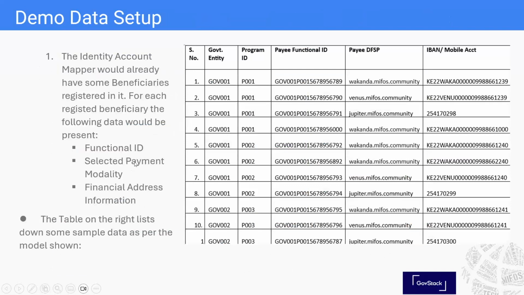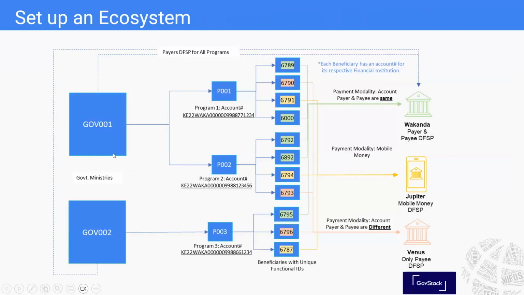So let's say we want to test a scenario. We say that we have, let's say, two government entities. These could be two different ministries, for example a Ministry of Health and a Ministry of Education, which is over here. To each of the two ministries, we allocate some ID. We have gov001 and we have gov002.